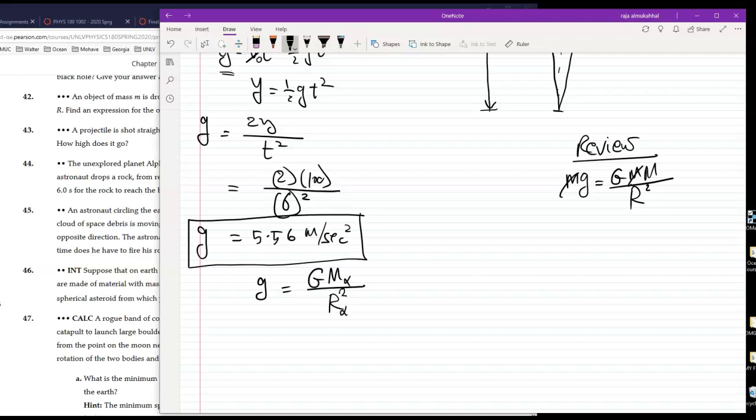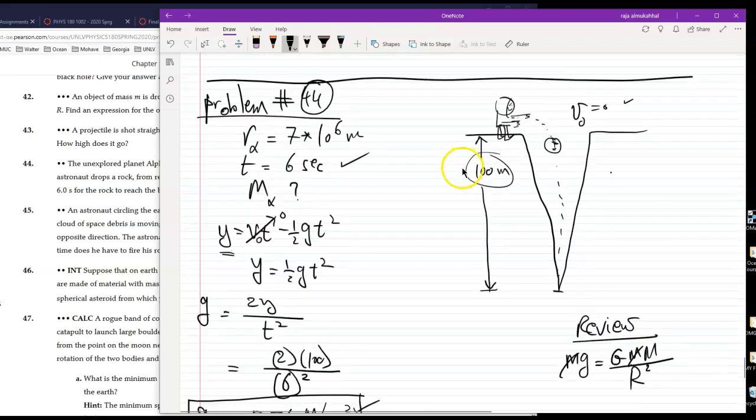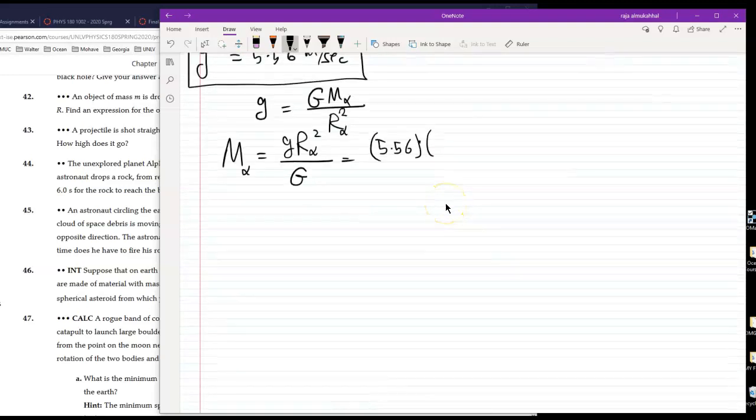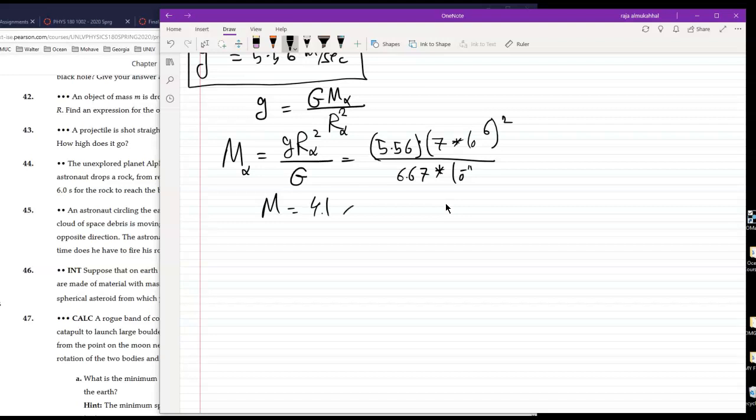See that? I already know what g is. It's right here. Pretty simple problem. So M Alpha becomes g R Alpha squared over big G. And then you just plug in the numbers. So it becomes 5.56 times the radius of Alpha Centauri, I should have put a big R here, 7 times 10 to the 6, squared, divided by 6.67 times 10 to the negative 11. Calculate that. And the mass that I got, 4.1 times 10 to the 24th kilograms. There we go. I got the mass of a planet. Got it? Okay.